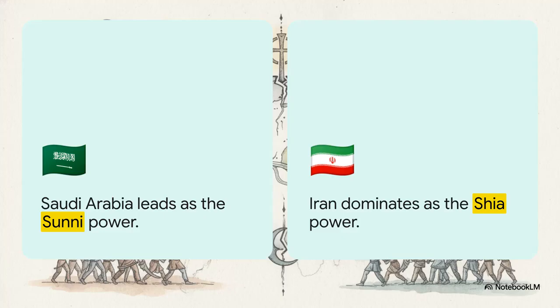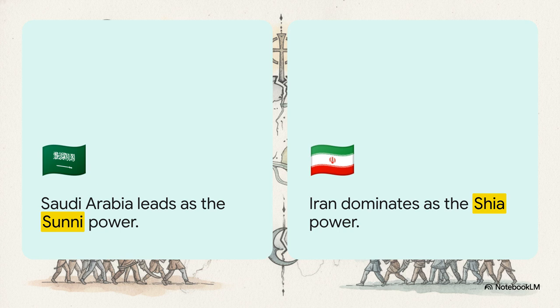You see, these ancient theological differences aren't just academic history to be read in a textbook. They've transformed into a modern geopolitical power struggle that completely defines the Middle East. At the absolute heart of this is a fierce rivalry for Islamic and regional leadership between 2 distinct heavyweights, Saudi Arabia acting as the leading Sunni power and Iran, the dominant Shia power.